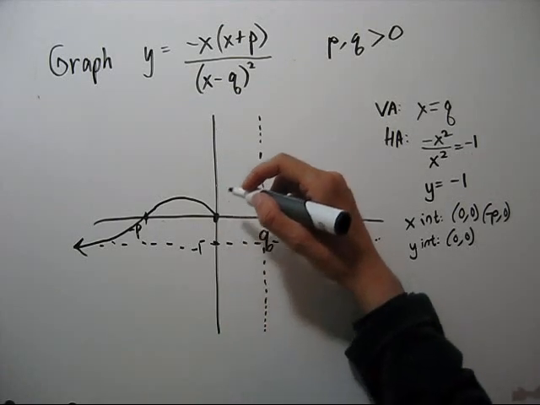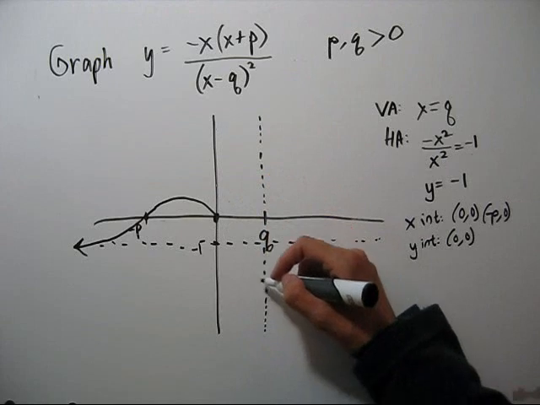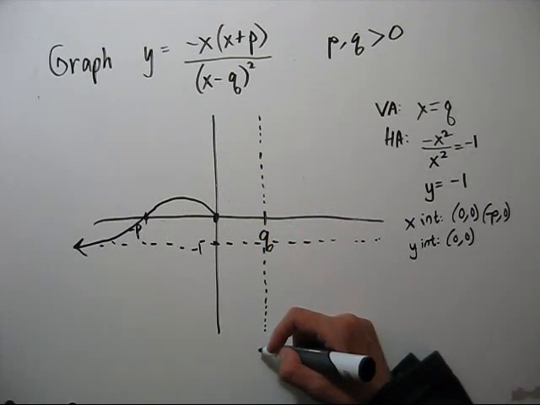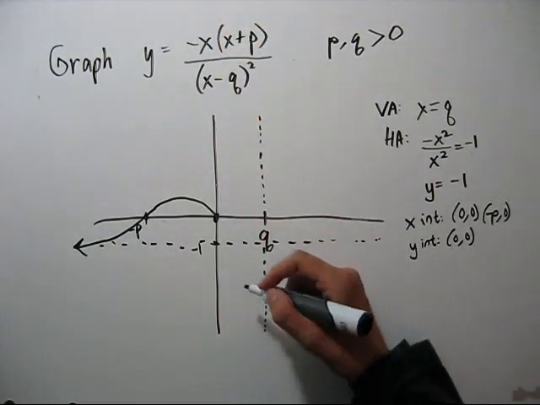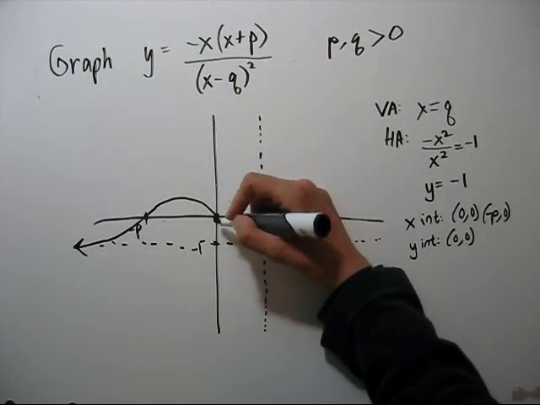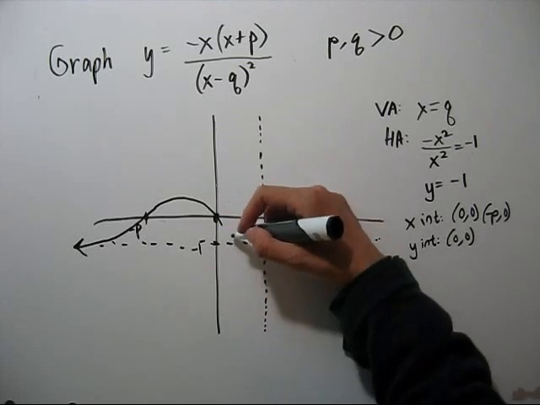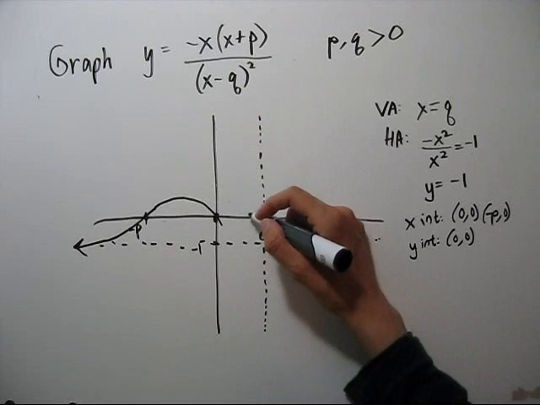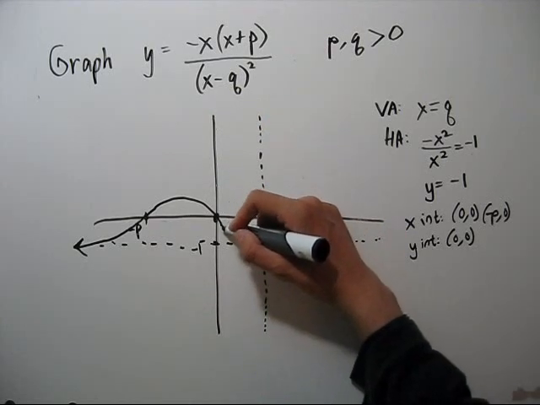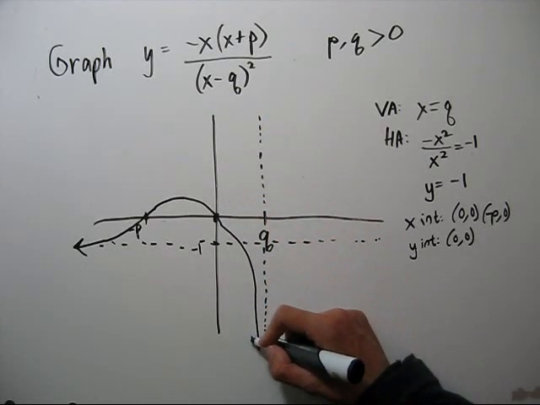Now I have a choice. I can either go up or down when I get to the vertical asymptote. Well, x has multiplicity 1, which is odd, so I know I'm crossing. If I went up, I would have to go back through the x-axis, but there's no more x-intercepts for me to cross at, so I know that this has to go down.